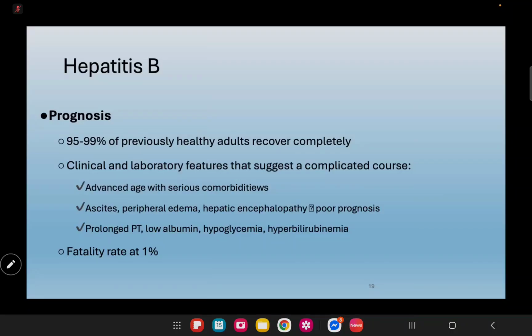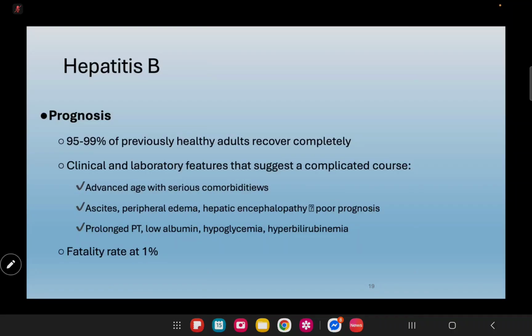The prognosis for most adults, as I've said, is excellent. Okay, 95 to 99% of previously healthy adults recover completely. So if you meet someone with hepatitis B in the clinic, in the OPD, you just have to order laboratory tests and reassure the patient not to worry, because it might just be an acute hepatitis B infection, and the recovery, or the prognosis, is excellent. However, there are certain features that suggest a complicated or severe course. So what are these features?